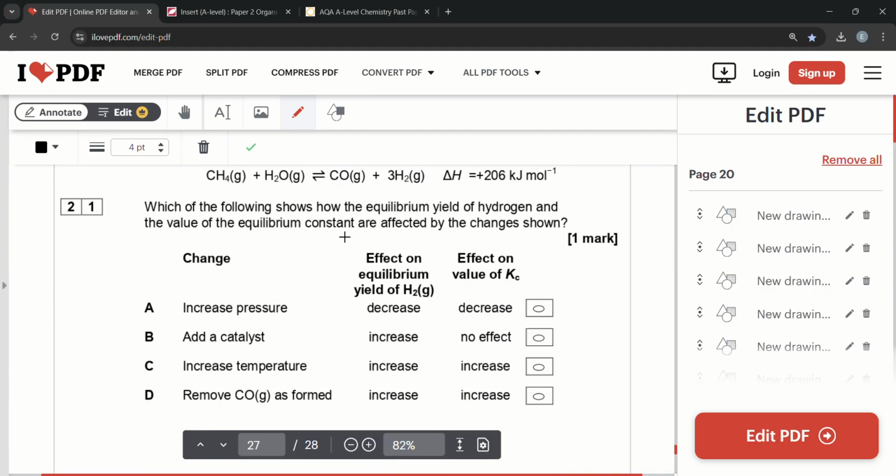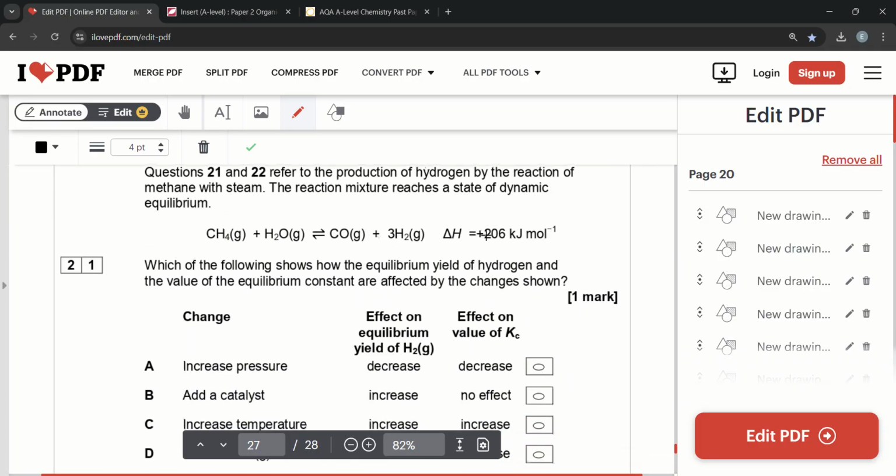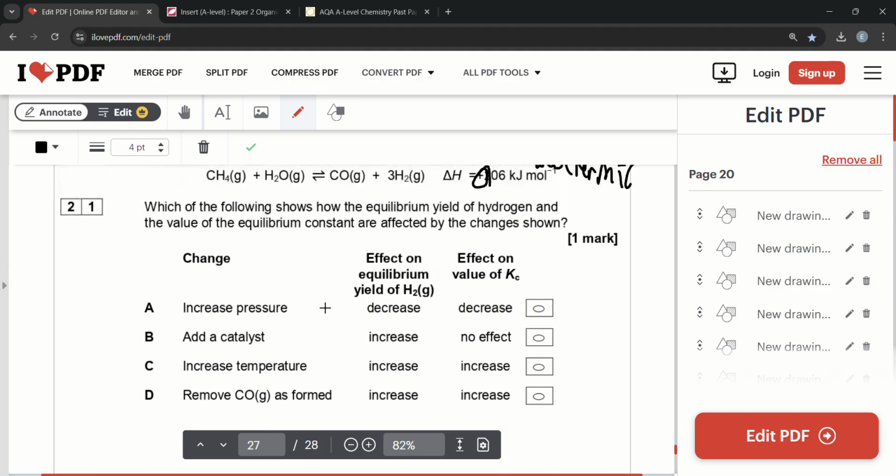21. Which of the following shows that equilibrium yield of hydrogen and the value of the equilibrium constant are affected by the changes shown? It tells me the forward reaction is positive. Delta H is positive. That tells me the forward reaction is endothermic. So that's just a key thing. We might need to know that to answer this question.